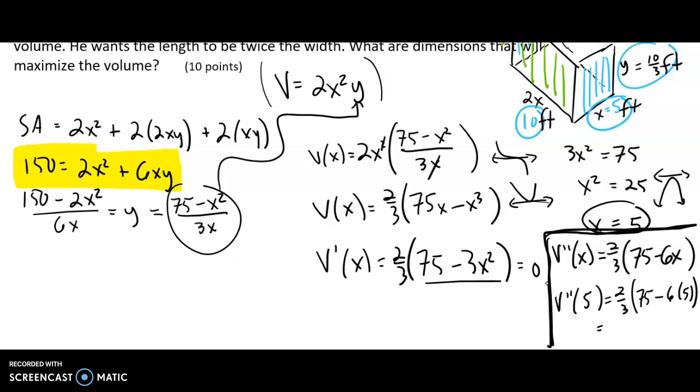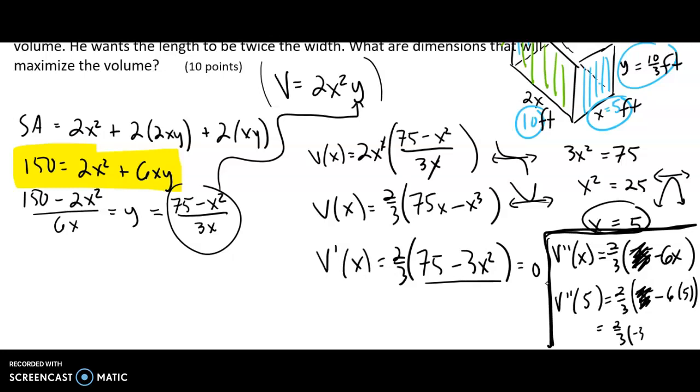Okay, so what we have here is 2/3 times... I think that shouldn't be there. I knew I was missing something. The first derivative was 75 minus 3x squared, not 75x. When you take the second derivative, it should be 2/3 times negative 6x, because the derivative of 75 is 0. So that makes more sense to me now.